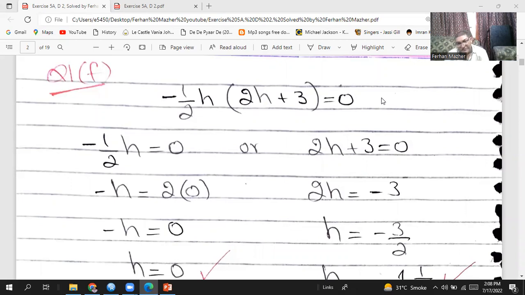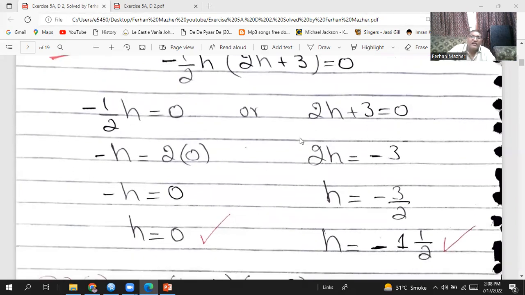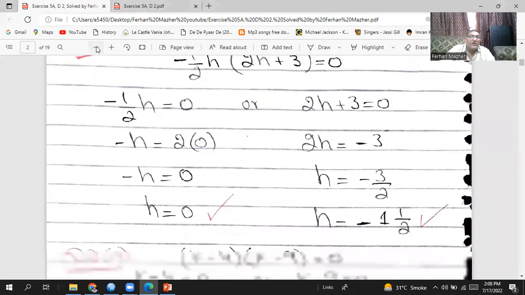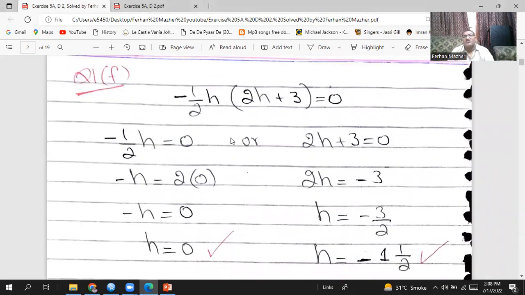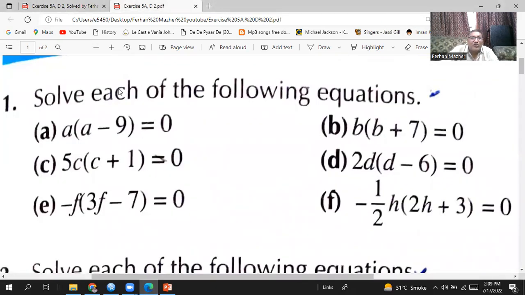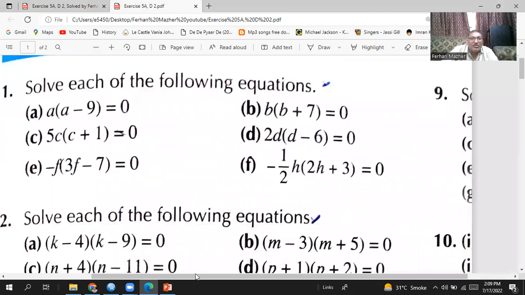In the same way, you will make the bracket 2h plus 3 equal to 0. So you will have 2h is equal to minus 3. The 2, which is multiplying with the h, will go to the other side and divide there. So you will have minus 3 divided by 2. When you divide the 3 with the 2, you get minus 1 whole 1/2. So this is how you will do question number 1, F part. So my dear students, we are done with question number 1.